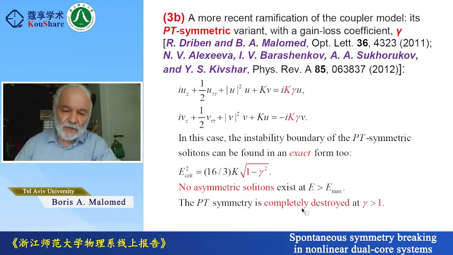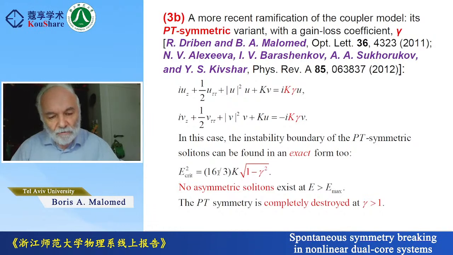And the final result is written here. The final result is that these PT symmetric solitons remain stable as long as their squared energy is smaller than this particular critical value. If gamma is equal to 0, we don't have new terms. It will be exactly the same criterion for the stability of symmetric solitons, which we discussed a couple of minutes ago in the dual core fiber.